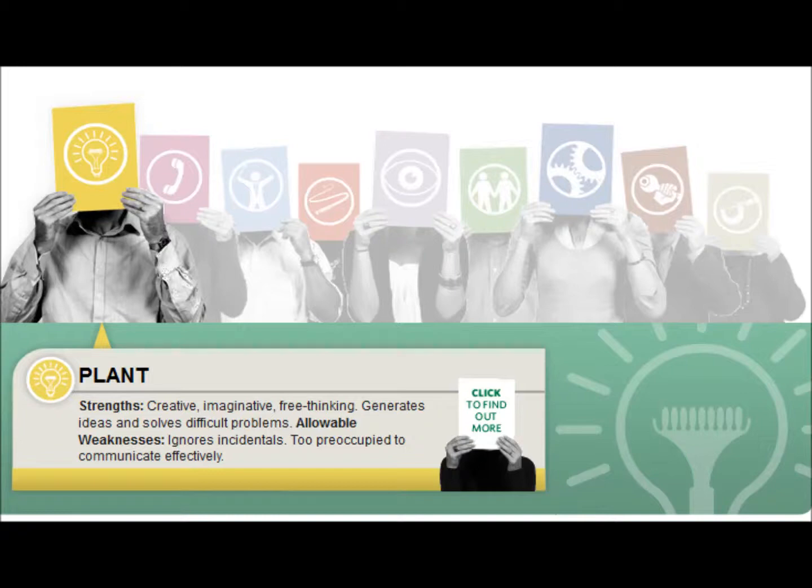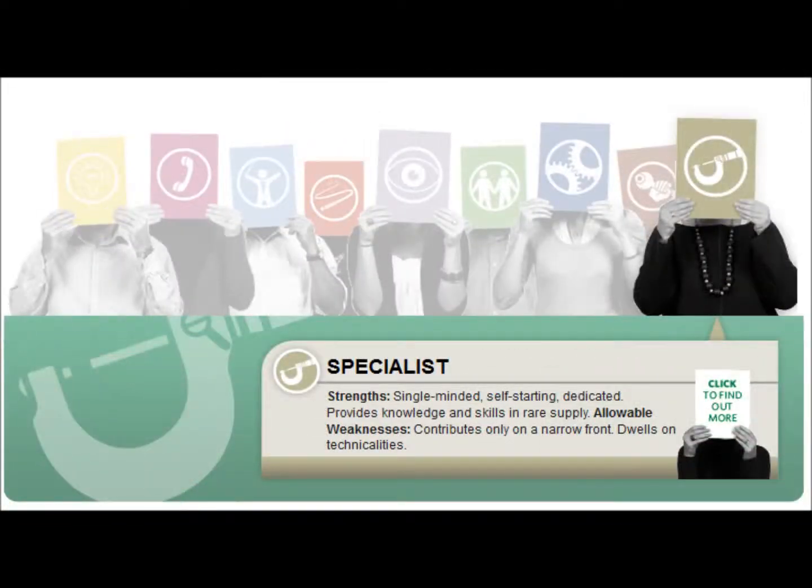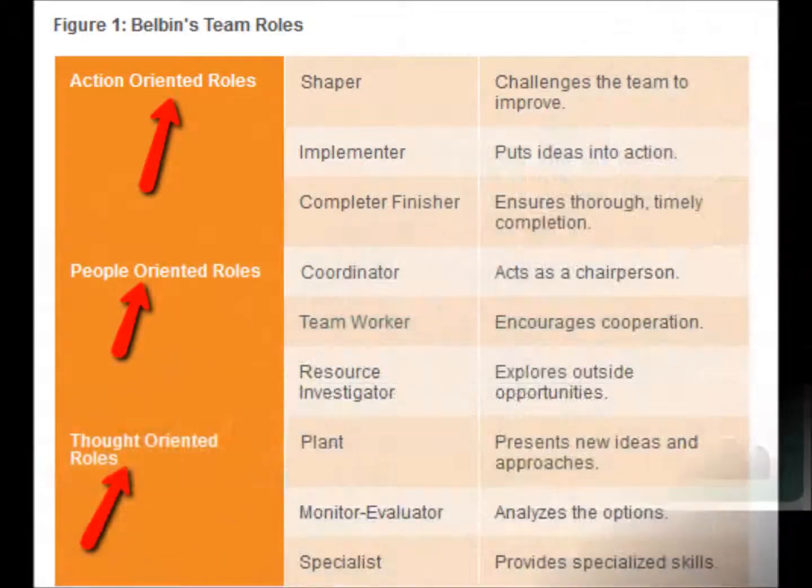The plant is someone who is creative and imaginative and generates ideas and is good at solving difficult problems. The second role example would be that of a shaper. This person is challenging and dynamic and oftentimes thrives on the pressure that happens maybe during the middle or the end of that project lifespan. A third example is the specialist. Now, this role is someone who's a self-starter, someone who's dedicated to the project, but also provides a specific knowledge and skill set that's important for the effective project.